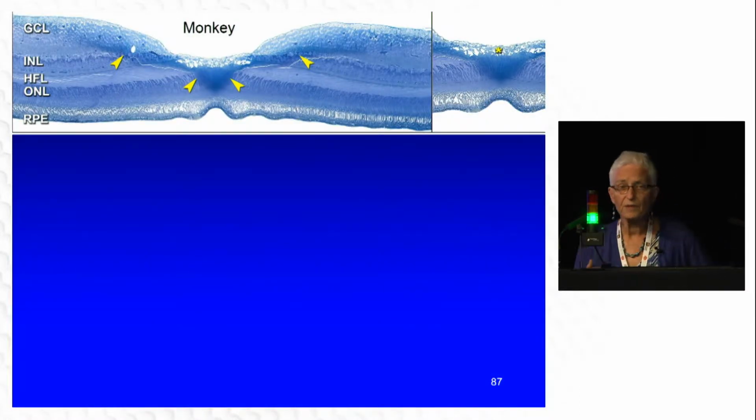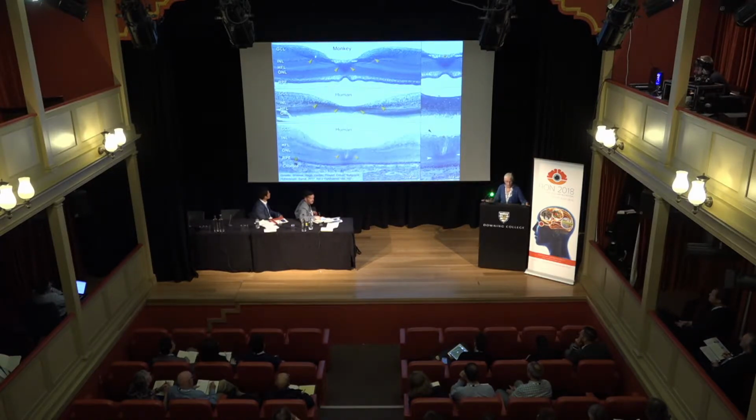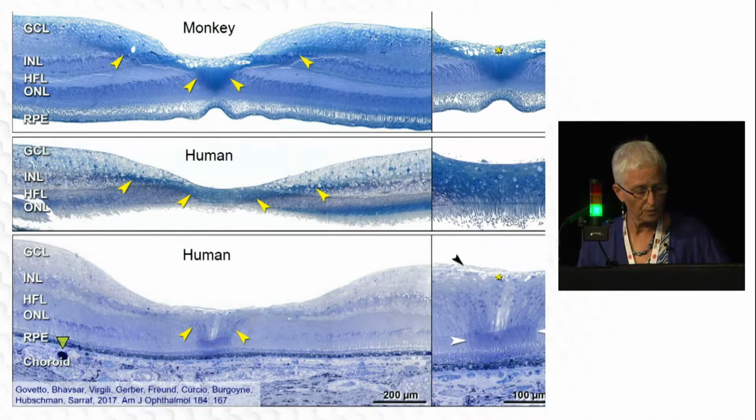So there's also evidence that the Mueller cells, the Mueller glia in the center of the macula differ on a molecular basis from the Mueller cells in the rest of the retina. And this is our recently published results in both monkey and human, showing a toluidine blue staining of a population of cells that delimits the fovea above the yellow arrowheads, and you're going to see a similar kind of configuration in a human as well.